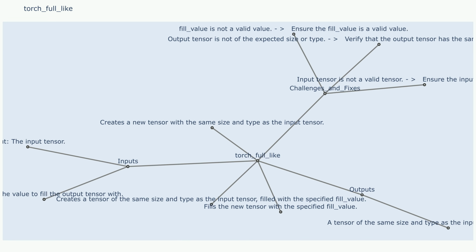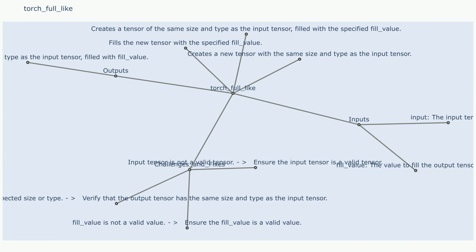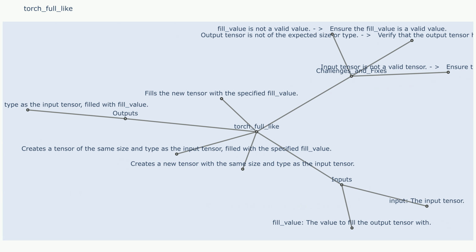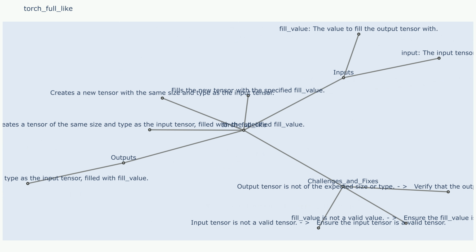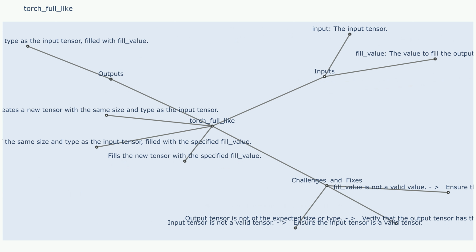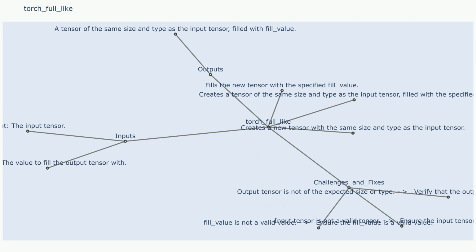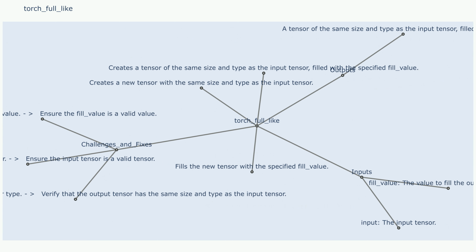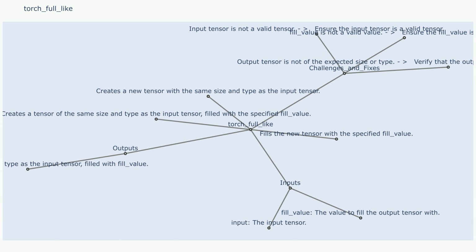torch.full_like. Description: the torch.full_like function creates a tensor with the same size and dtype as the input tensor and fills it with a specified value. Inputs: input 1, input tensor: the input tensor whose size and data type the output tensor will inherit. Input 2, fill value, float or int: the value used to fill the output tensor. Outputs: output 1, tensor: a tensor filled with the specified value, having the same size and data type as the input tensor.